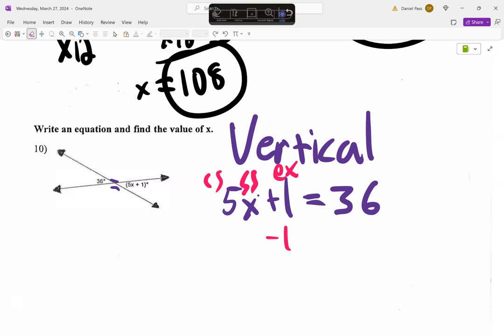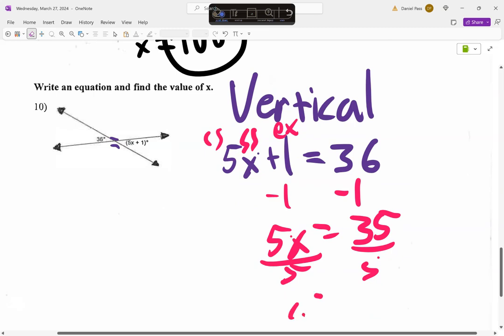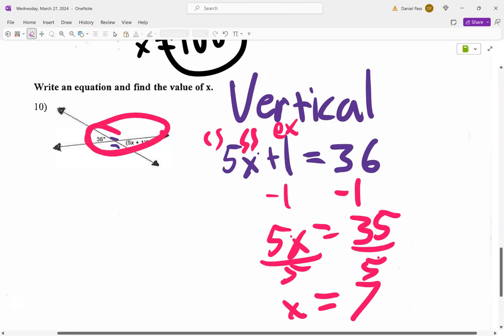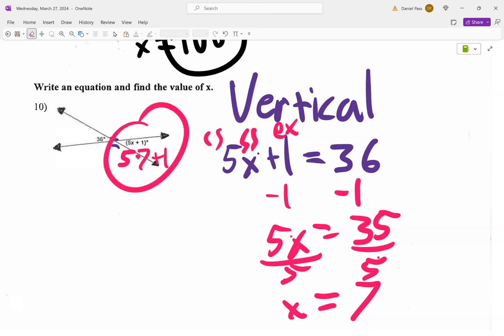5x is equal to 35. And then we divide by 5, divide by 5, and we get x is equal to 7. All right? So what does that mean? That means that, well, we know these angles have to equal each other. Remember when I held up those big sticks? So 5 times 7, right? That makes 35 plus 1, and that'll be the same, 36 and 36.